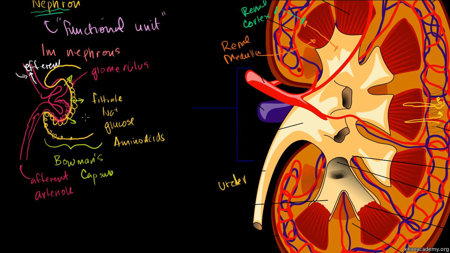The things that do not get filtered are things like red blood cells, or larger molecules, larger proteins. They will not get filtered. It's mainly the micromolecules that'll get filtered, that'll be part of this filtrate that shows up here in the Bowman space.